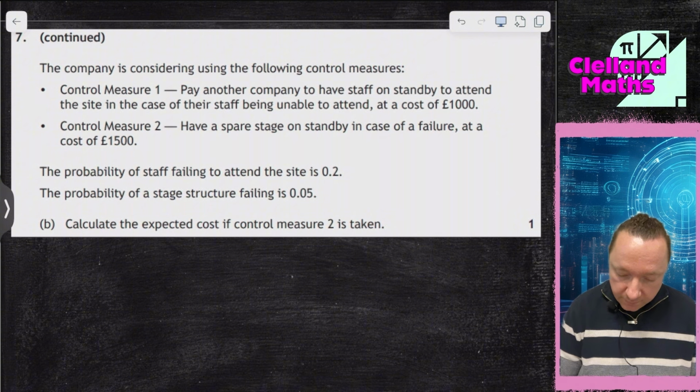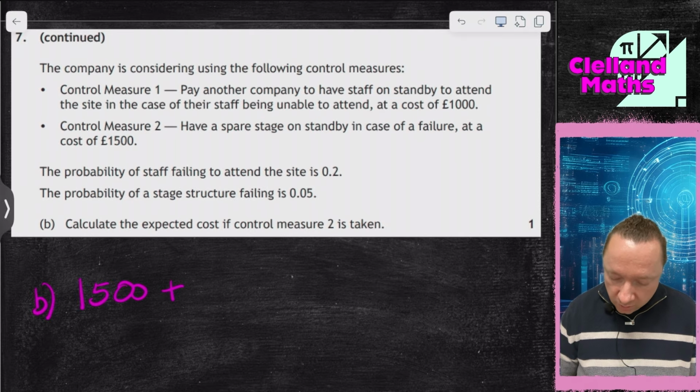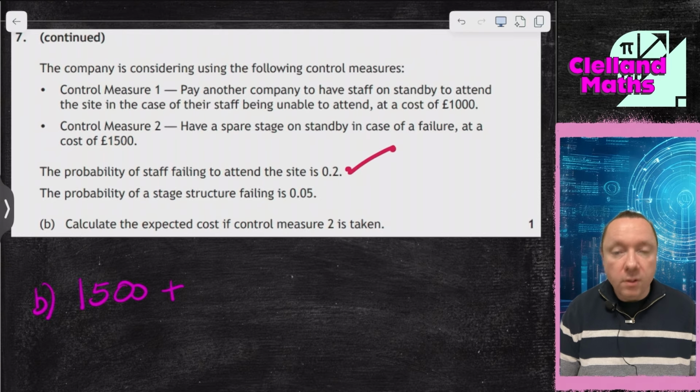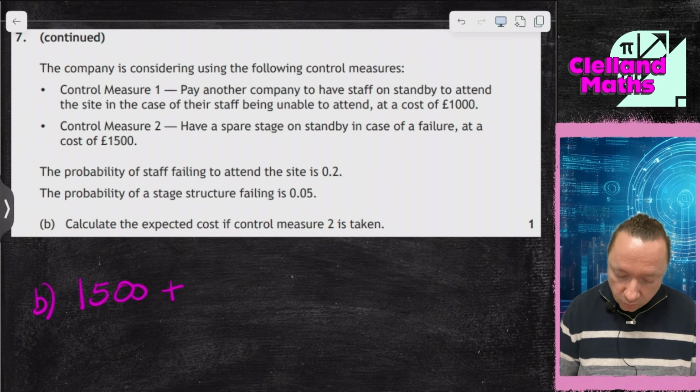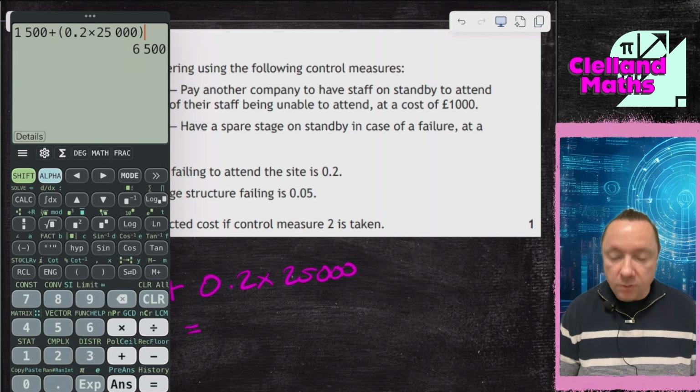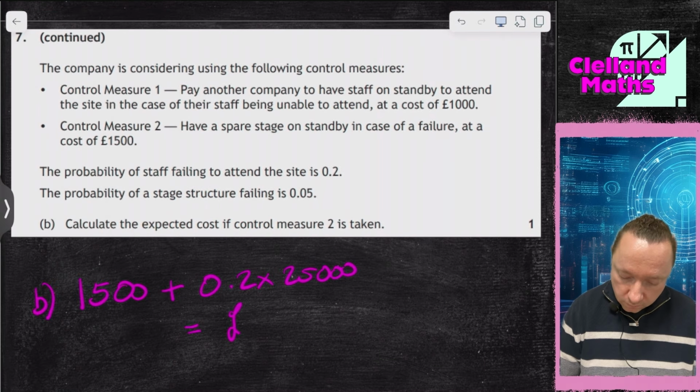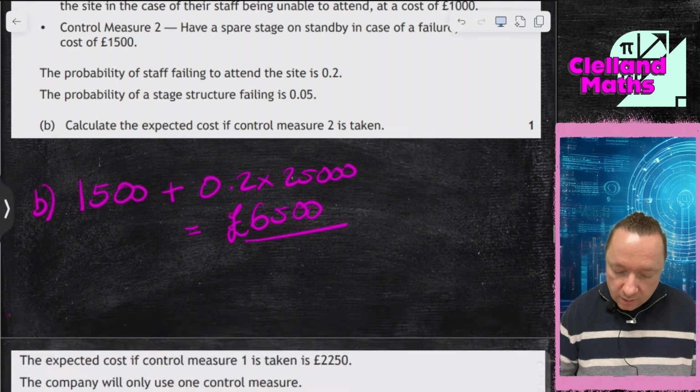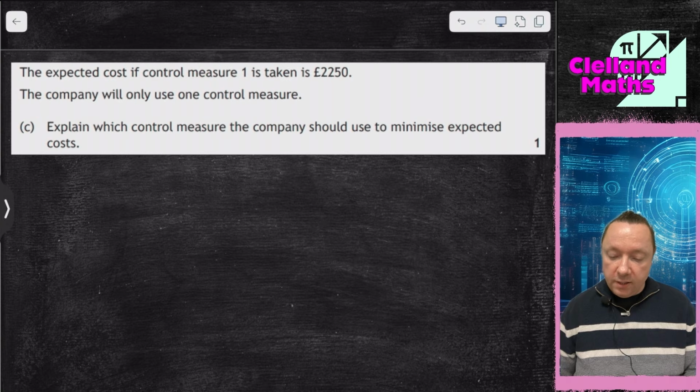So for part B, control measure 2, have a spare stage on standby, and that costs £1,500. But then we need to add on, still somebody could fall ill. So we've still got 0.2 times £25,000. So we can work it out in a calculator. 1,500 plus 0.2 times 25,000 is £6,500. And then the expected cost of control measure 1 is taken as £22.50. They must have worked it out for us.